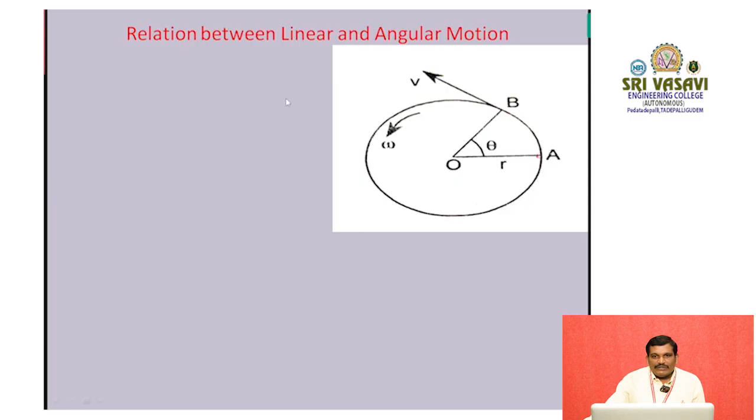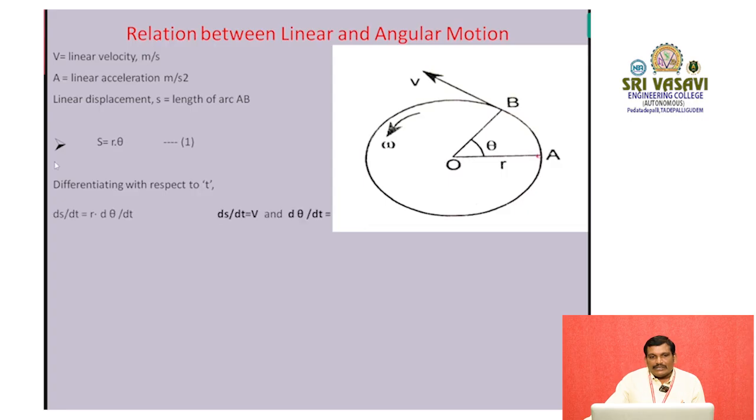Next, coming to relation between linear and angular motions. Consider a particle with constant angular velocity omega radians per second in a circular path of radius r. Let theta be the angular displacement corresponding to linear displacement s in a given time t seconds. Let v be the linear velocity in meters per second, a the linear acceleration in meters per second square, and the linear displacement s is equal to the length of arc AB. This is the linear displacement, length of arc AB. Then s is equal to r theta.